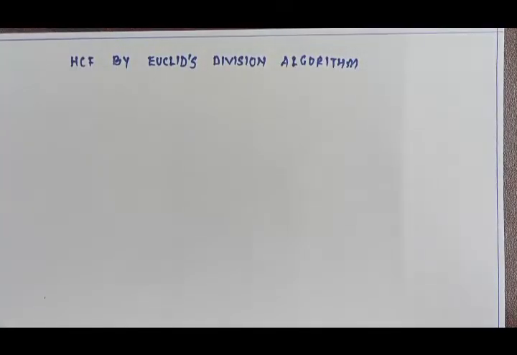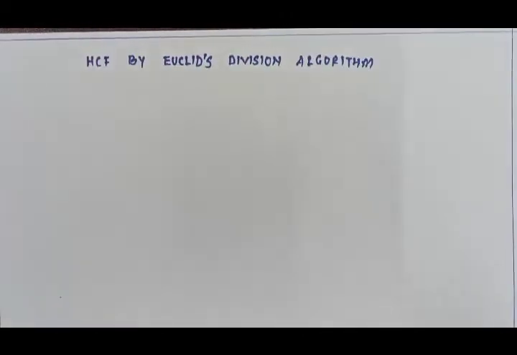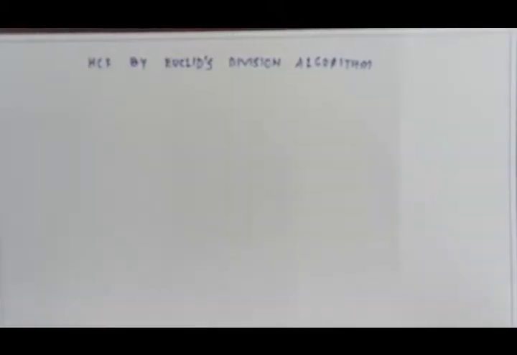HCF by Euclid's division algorithm. Dear students, let's learn how to find the HCF of any two numbers by Euclid's division algorithm. Now, Euclid's division algorithm is based on Euclid's division lemma.